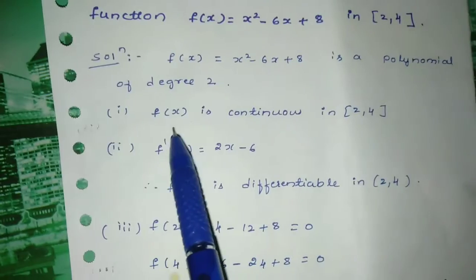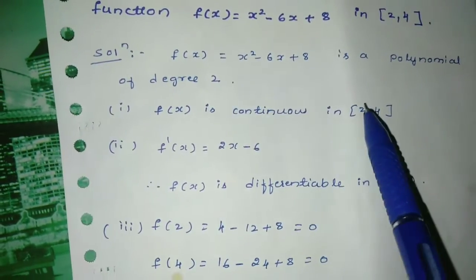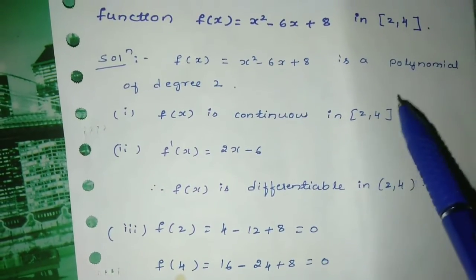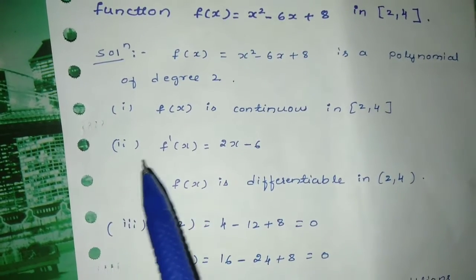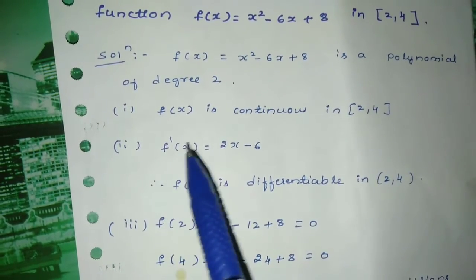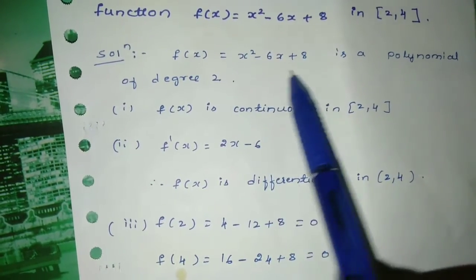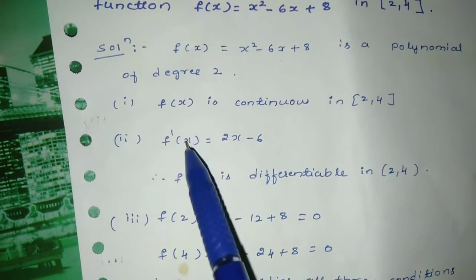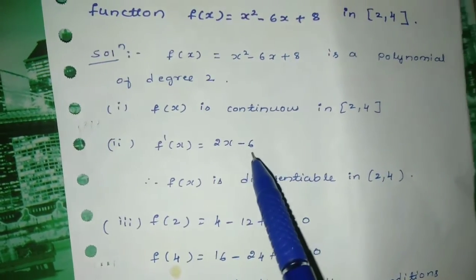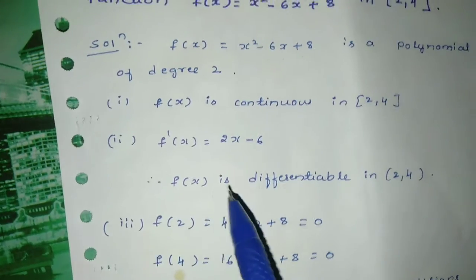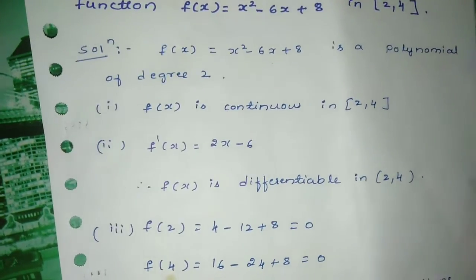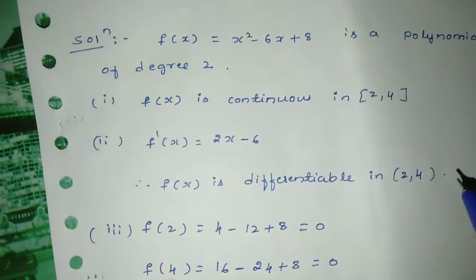The first condition is f of x is continuous in closed interval 2 comma 4, and for the second condition you have to differentiate this with respect to x. We get f dash of x is equal to 2x minus 6. Therefore f of x is differentiable in open interval 2 comma 4.